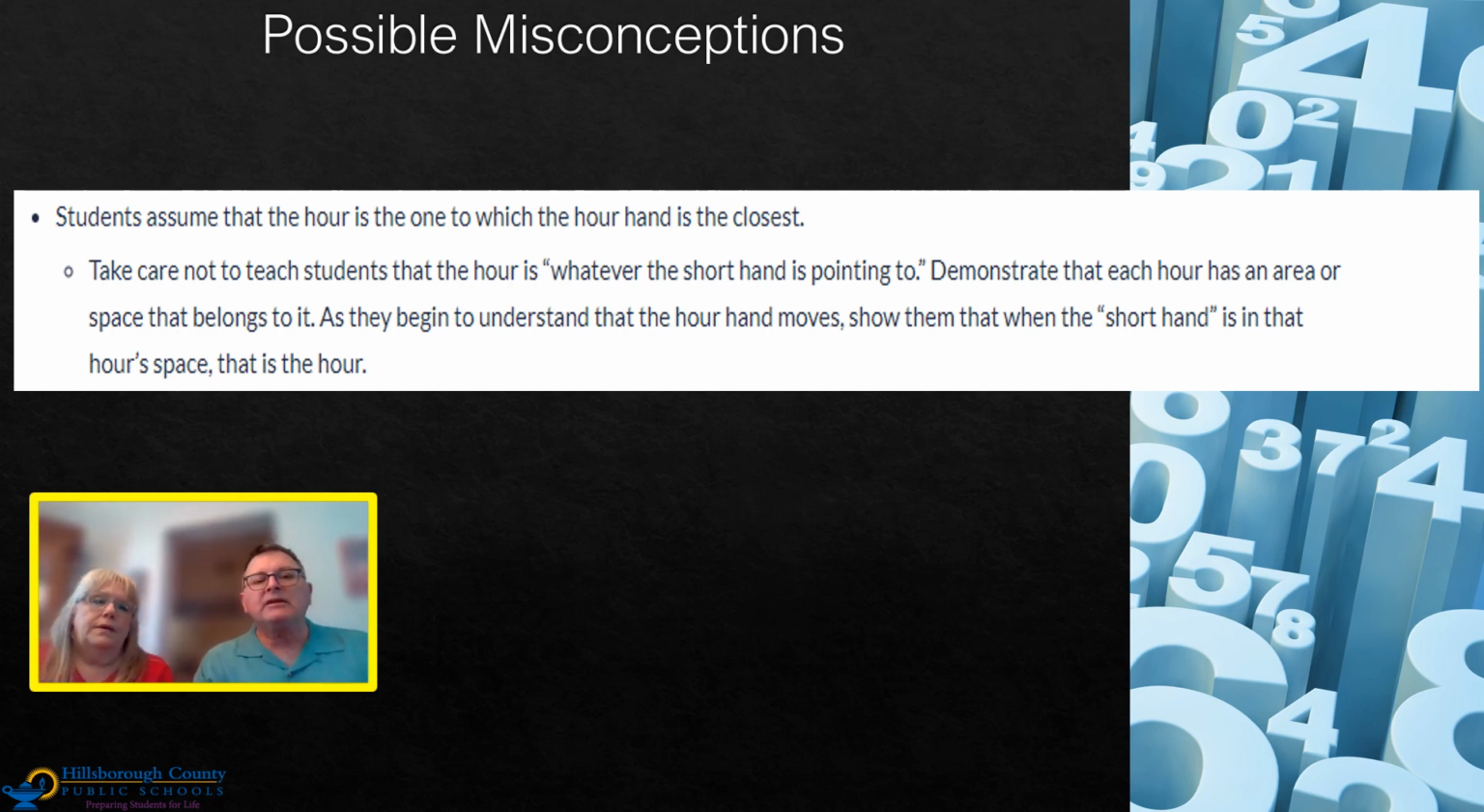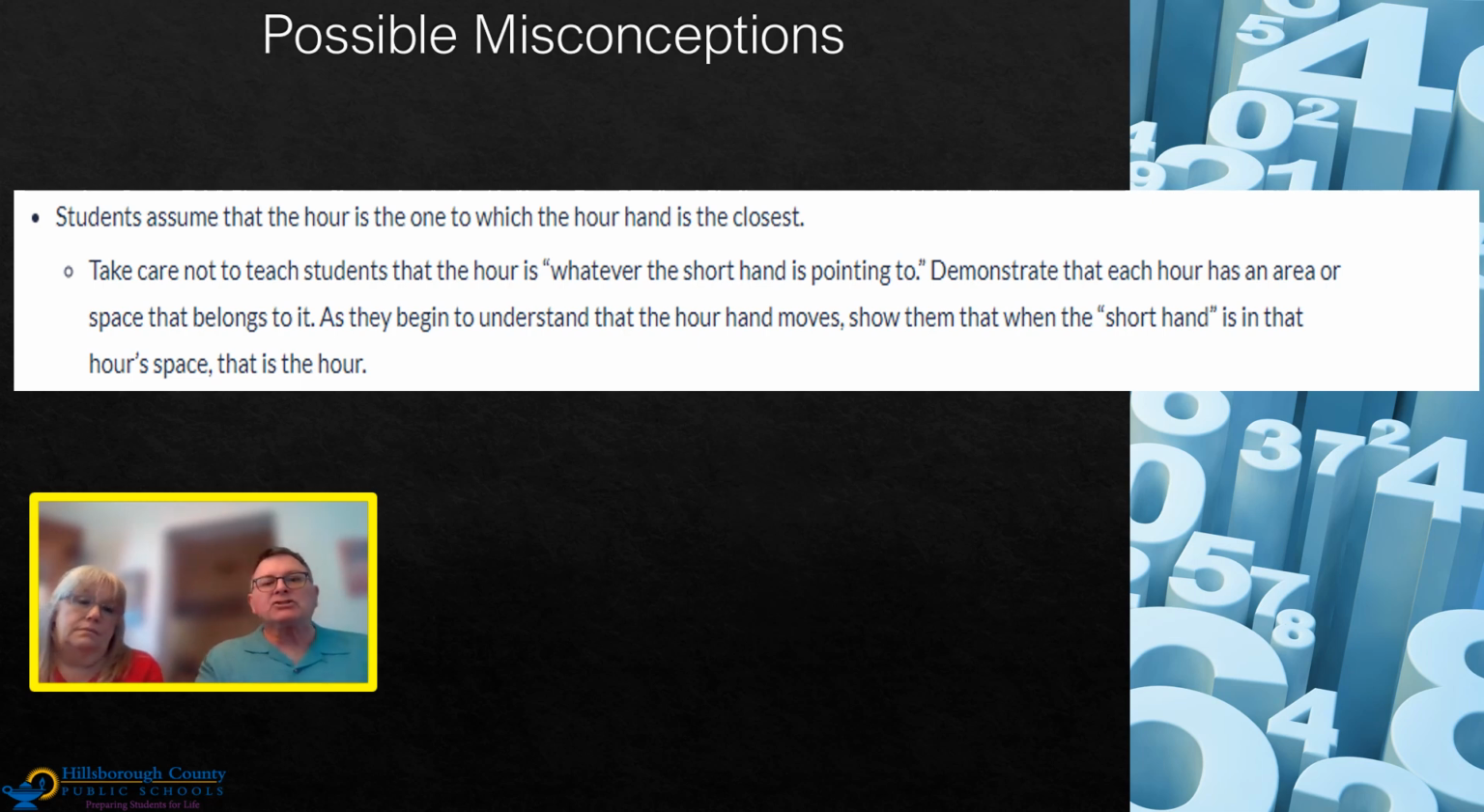So taking a look at this here, possible misconceptions, I want to highlight that sub-bullet there about the hour hand, because there are some misconceptions about the hour hand. What do you notice it's saying that we shouldn't do? Well, it's saying that we shouldn't teach kids that the hour is whatever the hour hand's pointing to, because sometimes it's going to look like it's pointing to the 8 when it's really in the 7 o'clock hour. Or thinking about like between 2 and 3, if it's somewhere between 2 and 3, it's not 3 o'clock yet.